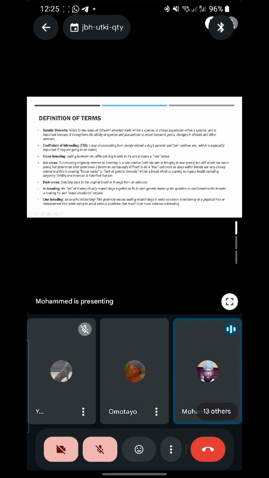So this may include diseases, some abilities, like for example, dogs that are used for security purposes have certain traits that make them good for those purposes, and all the other traits that are required by dog owners. So crossbreeding is mating between two different dog breeds. For example, you can have German Shepherd and Rottweiler.